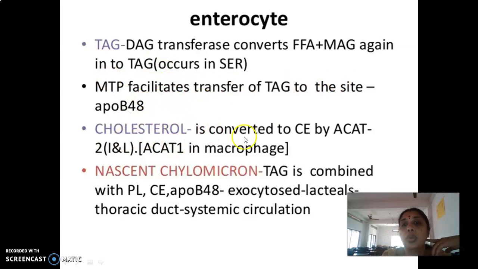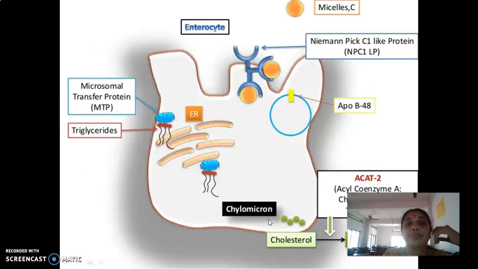Again, cholesterol also is converted to cholesterol esters by an enzyme known as acyl-CoA cholesterol acyltransferase. There are two enzymes, LCAT and ACAT. ACAT enhances the cholesterol to get converted into cholesterol esters in the intestine. Right, then the nascent chylomicron is formed. TG is combined with phospholipids, cholesterol esters, and ApoB48, and they are exocytosed into the lymphatic system. And from the lymphatics, it enters into the systemic circulation. So this is how the molecules are formed.